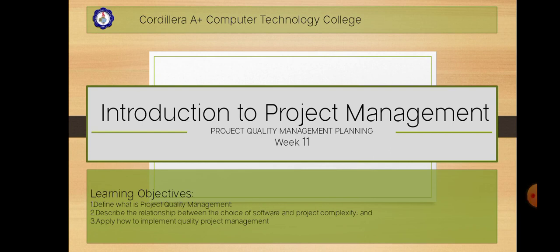So this time in Introduction to Project Management, we are now in the last week of your midterm, which is week 11 or lesson 11. And today's topic, we will be discussing the project quality management planning.